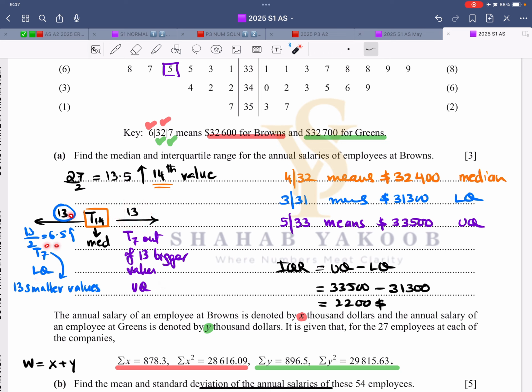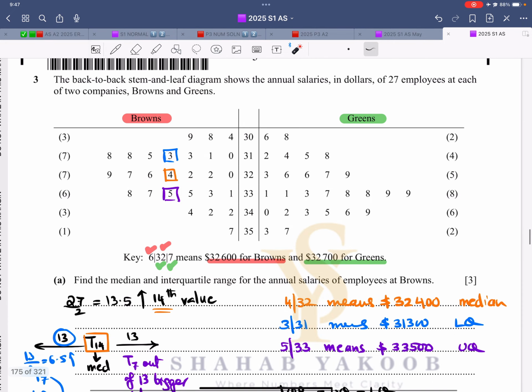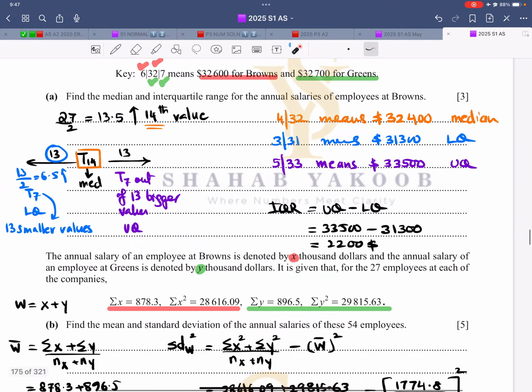So 13 divided by 2 is 6.5. Rounded up, that's the 7th value. And similarly, the 7th value out of the bigger ones. So I don't use any fancy formulas, that's 1/4 (n plus 1), things like that. I personally believe in working like this. So now these numbers are for your guidance. 3 plus 7 is 10. So 11, 12, 13, 14, that is your median, 4|32, that's right over here. And 1, 2, 3, 4, 5, 6, 7, that is your lower quartile, 3|31, that means this much. Similarly, 1, 2, 3, 4, 5, 6, 7, that's 5|33, that's your upper quartile. So we have the median, and the upper quartile minus lower quartile is the interquartile range.